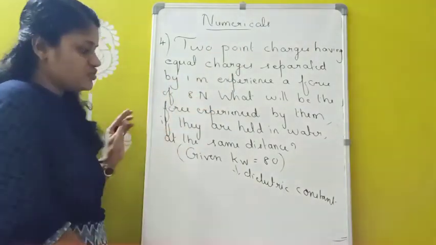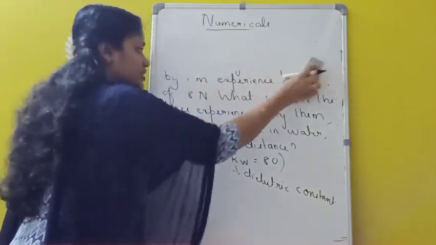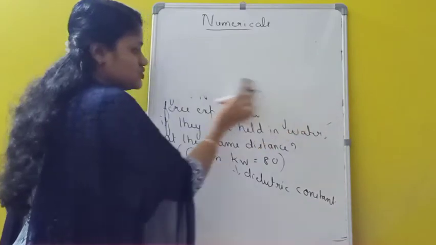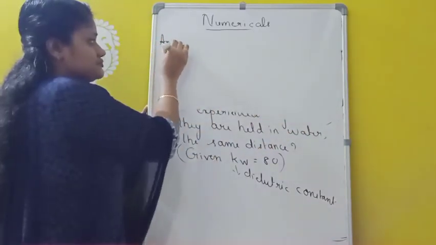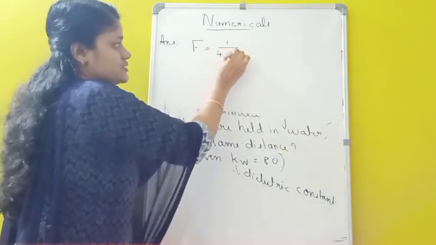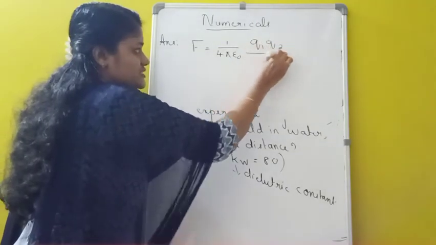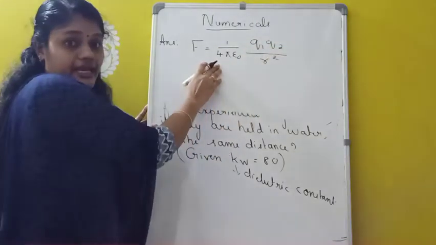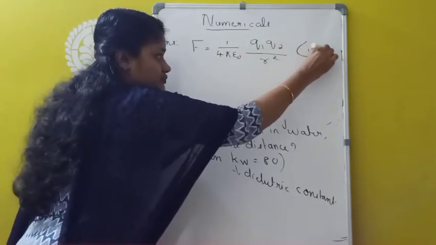Okay. So we have the formula according to Coulomb's law. Whenever these point charges are in air or vacuum, the formula is F equals 1 by 4 pi epsilon 0 into Q1 Q2 by R square. This is the formula in the case of air or vacuum. Suppose in a medium, so this is in the case of air.